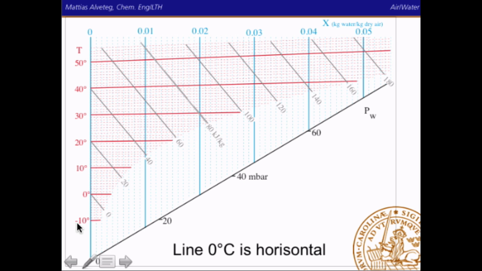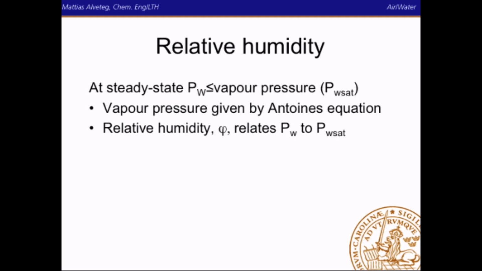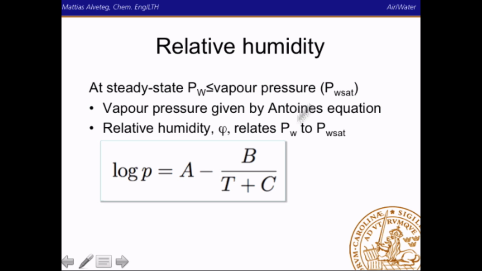Okay, so I didn't draw long lines here for -10 degrees and 0 degrees. I stopped here. There's a reason for that, and we'll explain that when we explain about relative humidity. If you have steady state, then the partial pressure of water must be less than or equal to the vapor pressure at that temperature. And the vapor pressure is given by Antoine's equation.